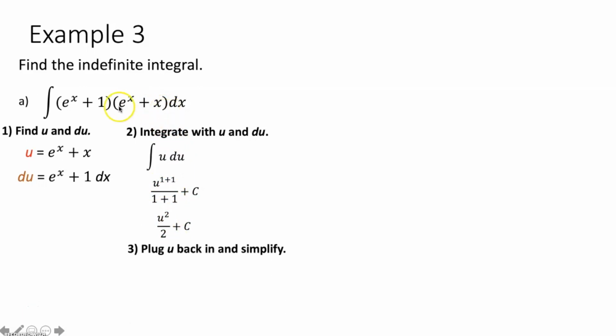and now all I have to do to finish evaluating this indefinite integral is take whatever I set u equal to and plug that back in. So e to the x plus x, I plug back in for u. I could leave this as my answer, or if I want to make it look a little neater, I could take that divided by 2, move it out front, and make it 1/2 times e to the x plus x, the quantity squared, plus c.